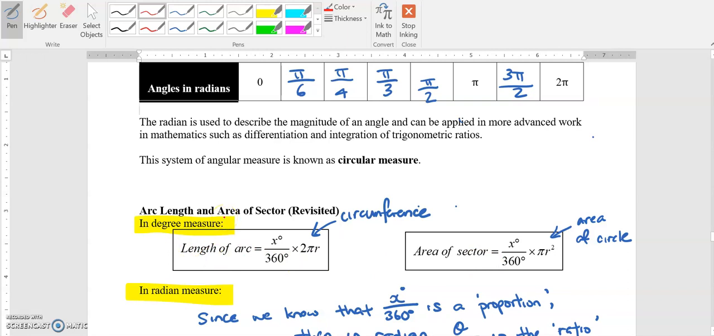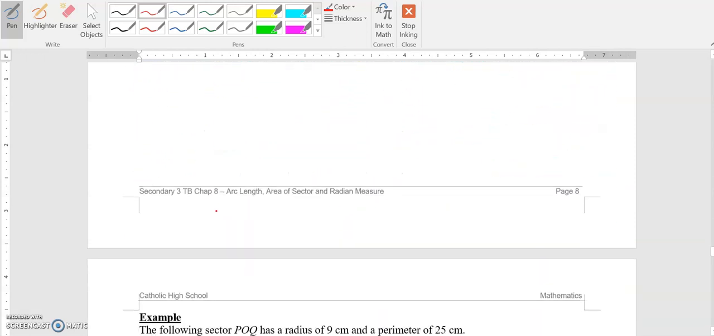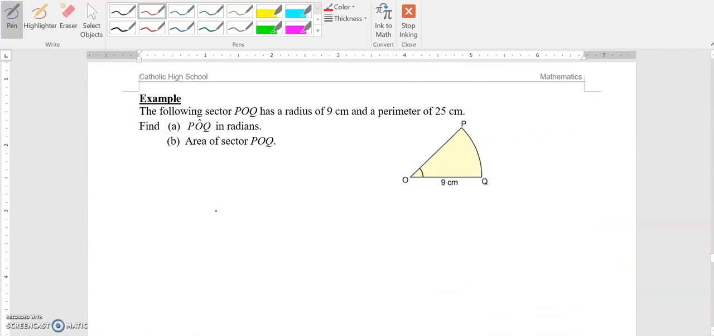Alright, let us try to use the radian measure to actually do some calculation as seen in page 9. Now, first question. The following sector POQ has a radius of 9 cm and a perimeter of 25 cm. They want you to calculate angle POQ in radian. The question requires you to leave your answer in radian, so let's use our radian formula to solve it.